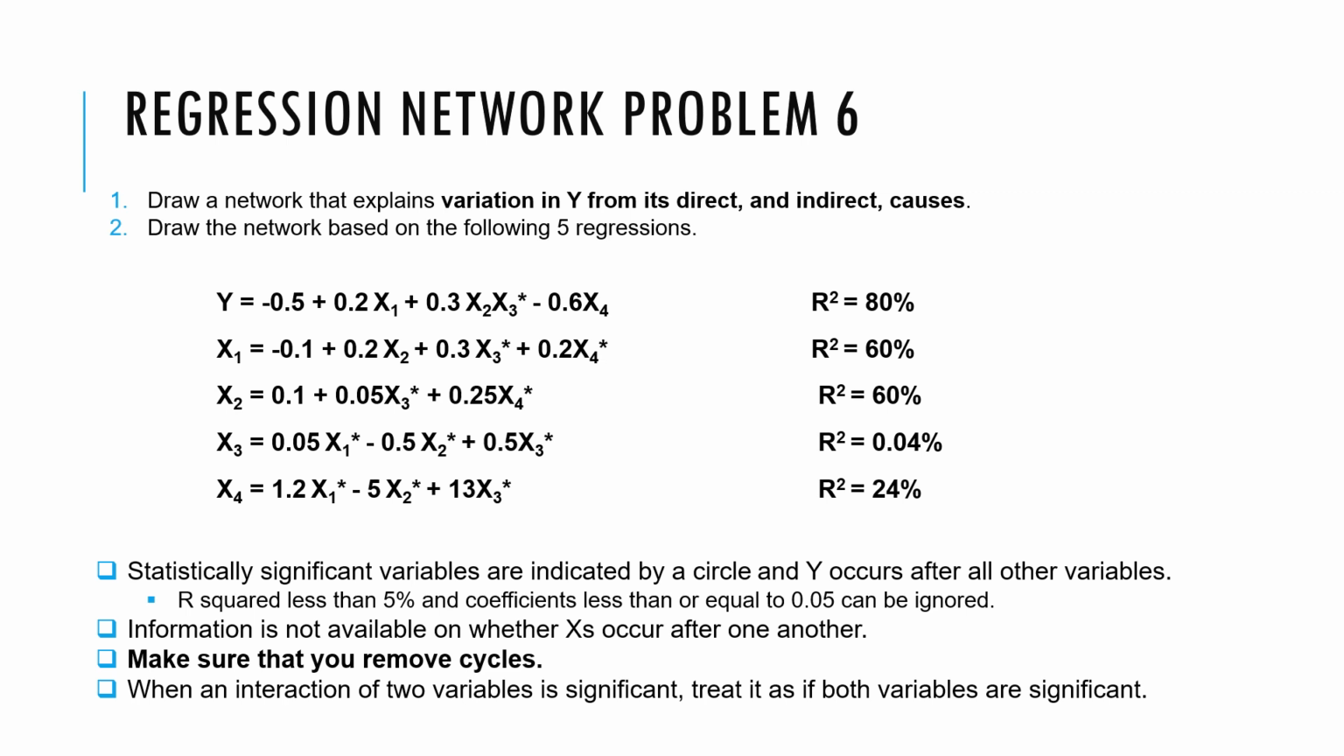We need to keep in mind that statistically significant variables are indicated by a circle, and Y occurs after all other variables. R squared less than 5% and coefficients less than or equal to 0.05 can be ignored. Information is not available on whether X's occur after one another. Make sure that we remove cycles. So when interaction of 2 variables is significant, we will treat both variables as significant.